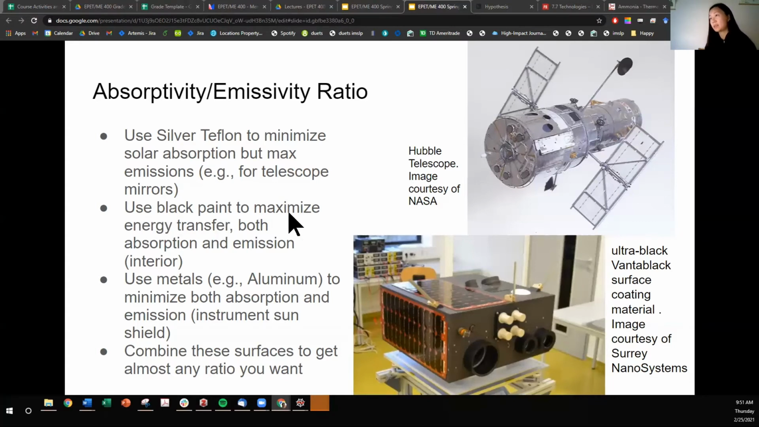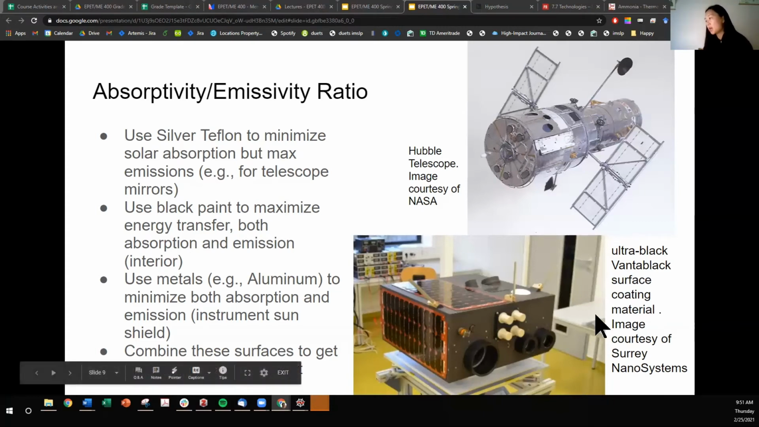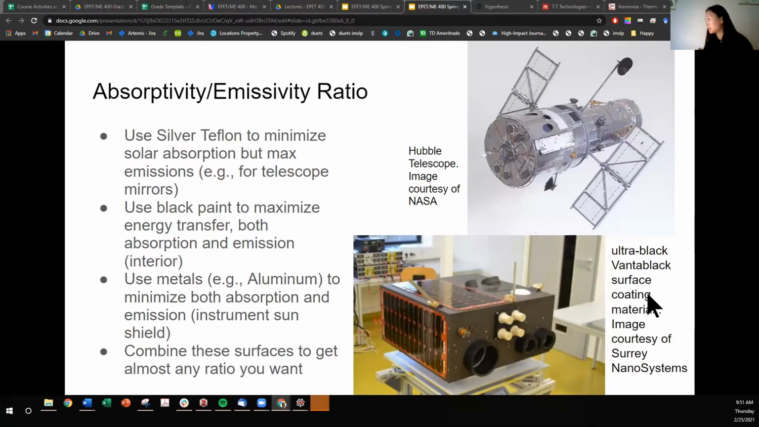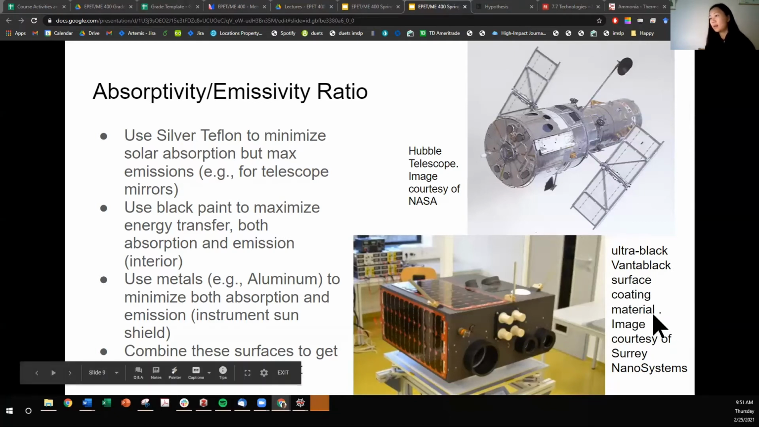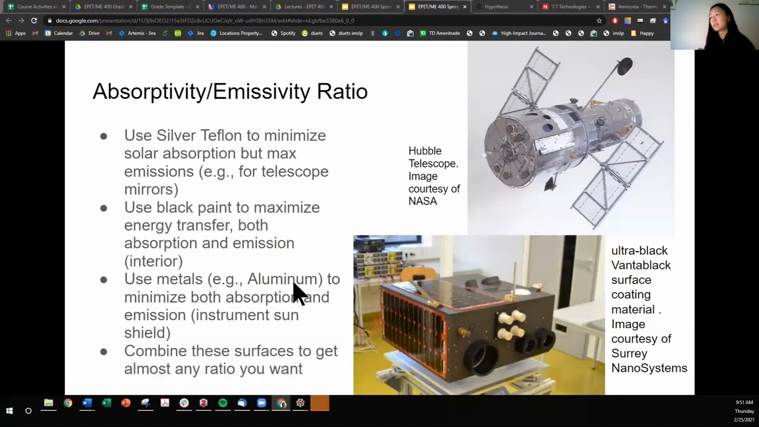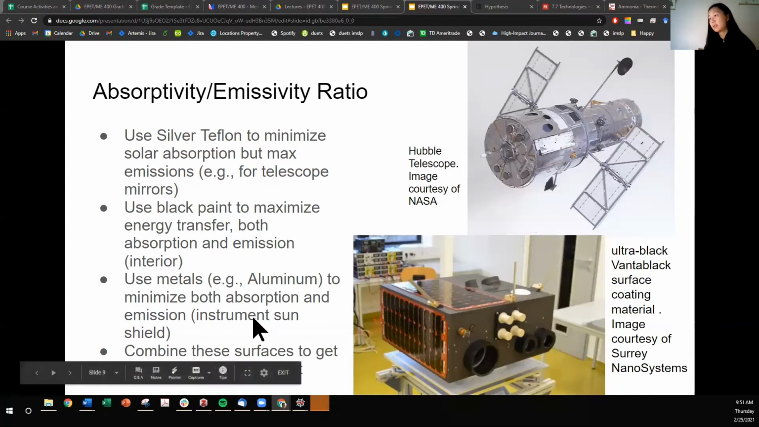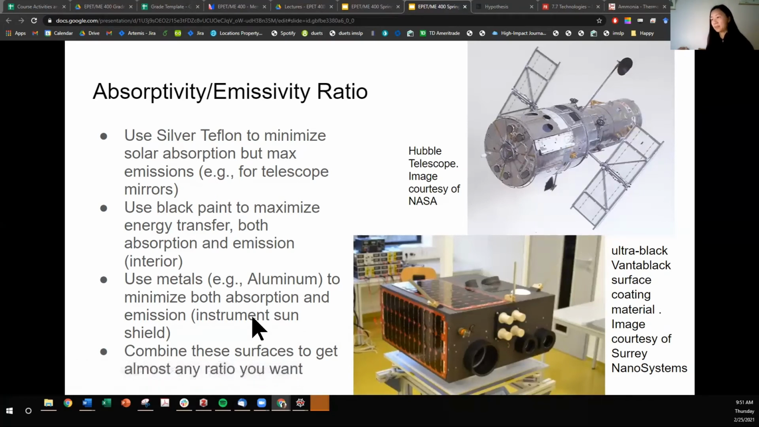The use of black paint is to maximize energy transfer, both for absorption and emission. So here we'll see an ultra black Vantablack surface coating material. The use of metals minimizes both absorption and emission, so that could be good for instrument sun shields. And you can combine these surfaces to get almost any ratio you want. You may even paint your spacecraft different colors based off of the amount of heat that is centralized or localized in that one area. So yeah, it can get pretty creative.